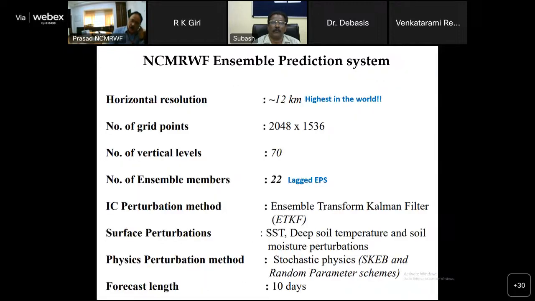But after implementing hybrid analysis system, we are getting the members not lagged but at real time, with about 80 members in the case of GFS system and 22 members in the other NGFS system that is implemented, that is being done at NCMWF. So we are getting the two complex systems with high resolution ensembles at 12 kilometers, which is highest in the world, and we are getting a 10-day forecast, and these are being given.